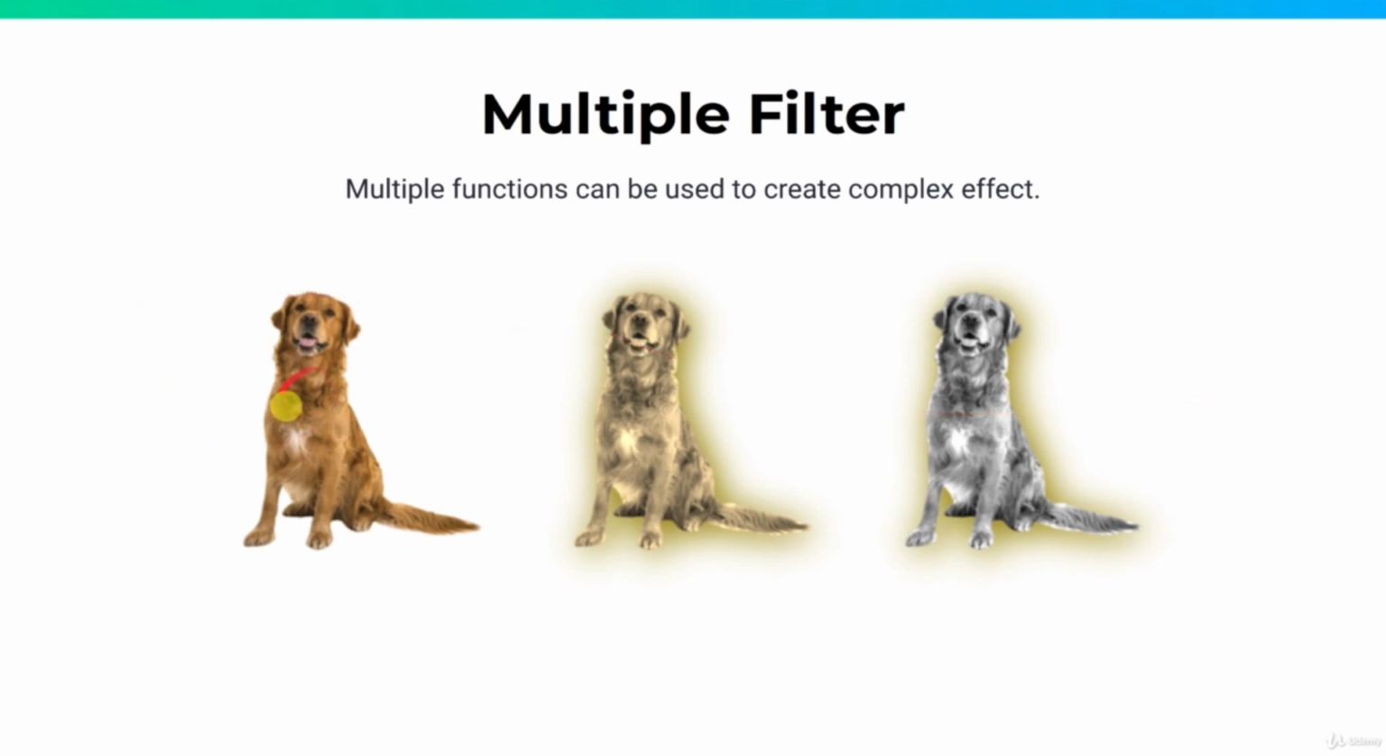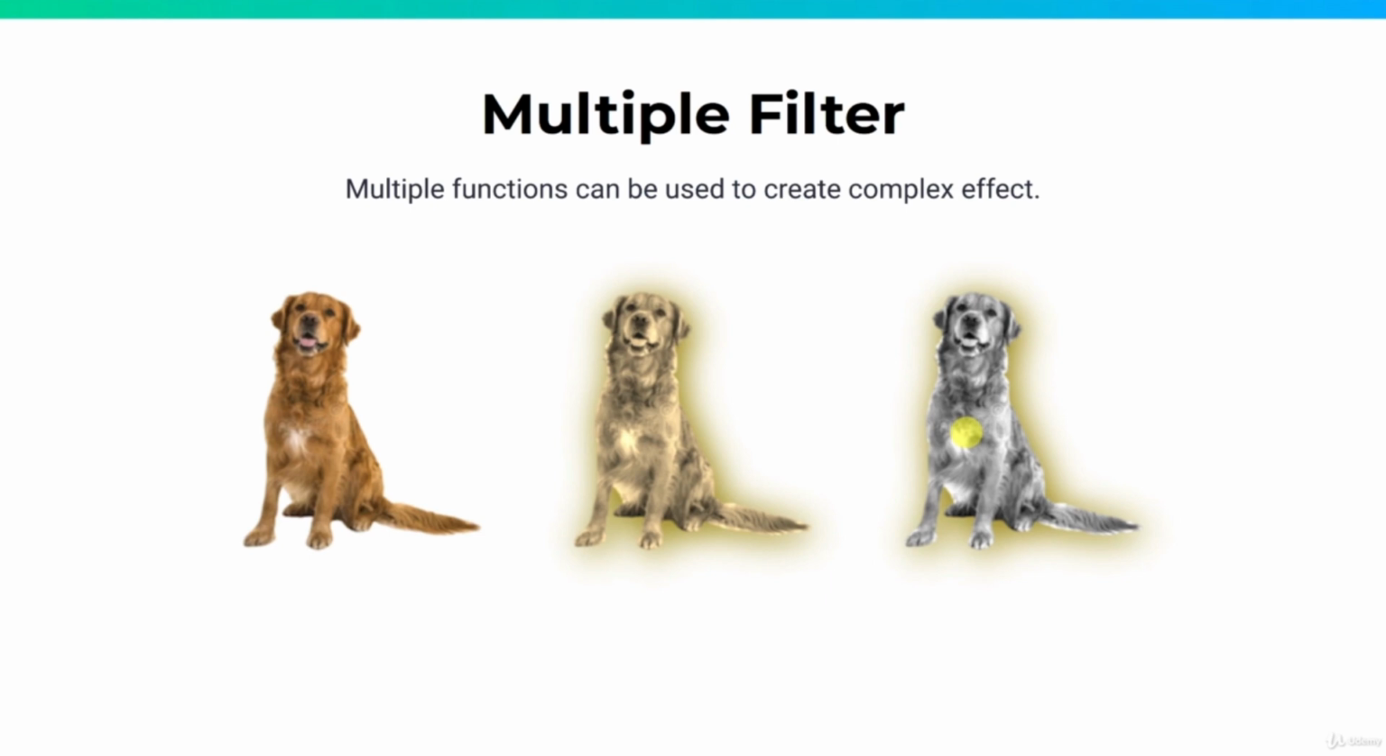So this is the original image, and this image now has two filters applied on it. The first one is this sepia effect, and the second one is this drop shadow effect. And this third image has four filters applied to it: the grayscale, the contrast, brightness, and drop shadow. So yeah, you can combine multiple filters to create more complex visual effects.